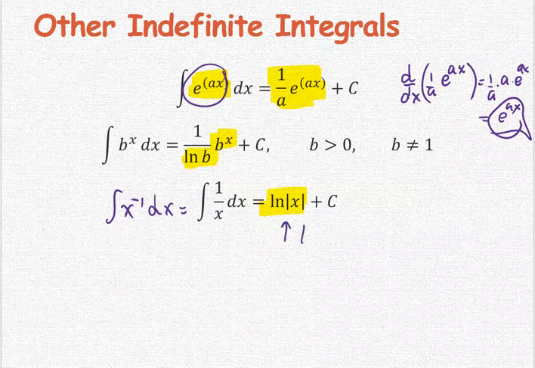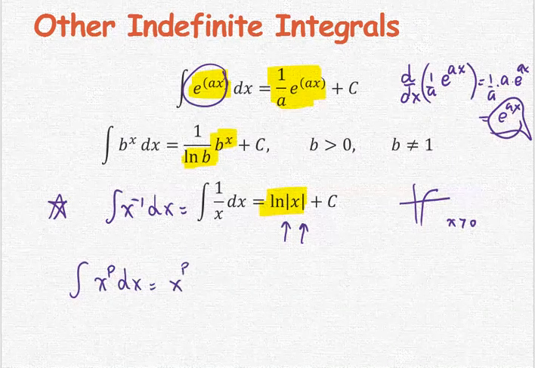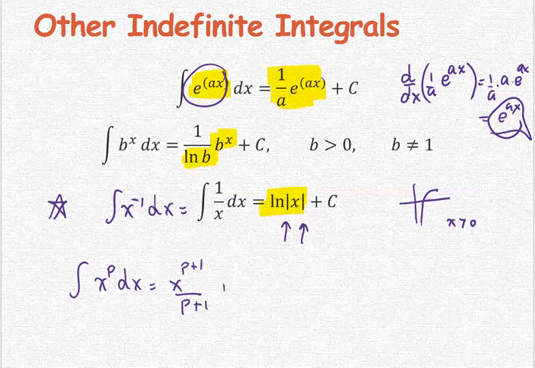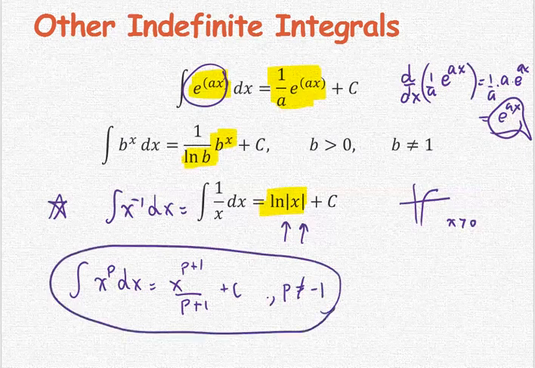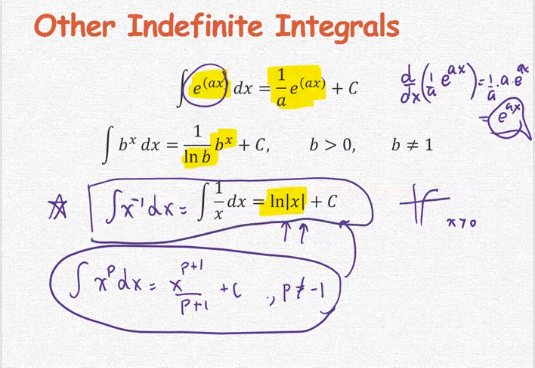The absolute value must be included because of the domain of the natural log. As you recall, the graph of the natural log exists only on the positive side of x, so x must be greater than 0. This is the exception to the power rule, which says the integral of x to the power p with respect to x equals x to the p plus 1 divided by p plus 1 plus c, where p is not negative 1. If p is negative 1, we have to use the other formula, which is the integral of 1 over x with respect to x equals the natural log of the absolute value of x plus c.